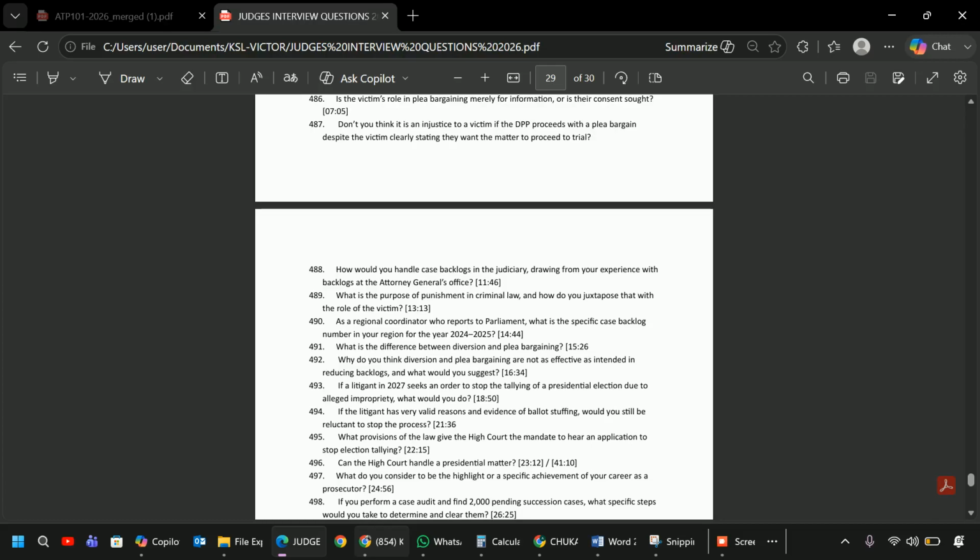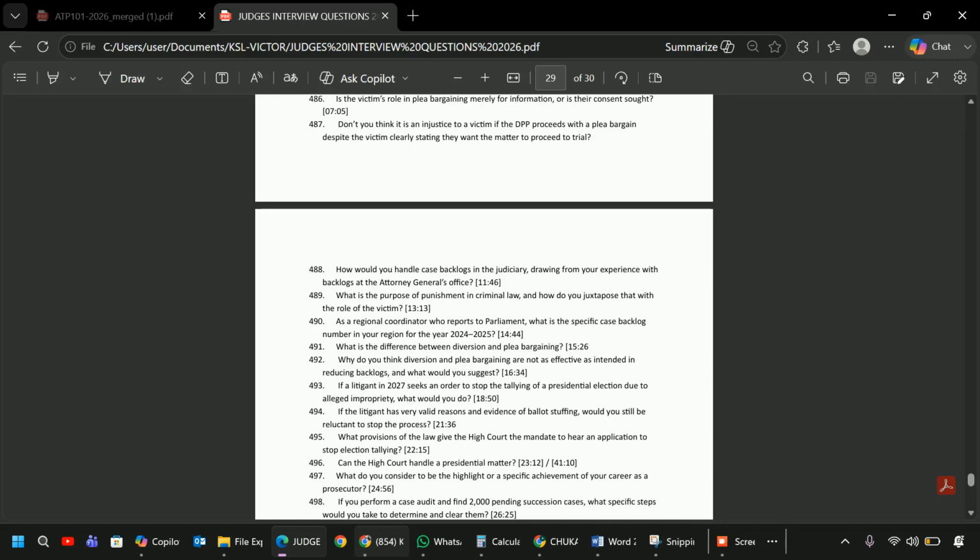Then the other question before you, let us look at the difference. Question 491: what is the difference between diversion and a plea bargain? Diversion keeps the suspect or accused out of the criminal trial track through an uncustodial, rehabilitative, and restorative pathway, while plea bargaining keeps the matter in court and ends it by a negotiated guilty plea to agreed charges with an agreed factual basis and sentence position recorded by the court.